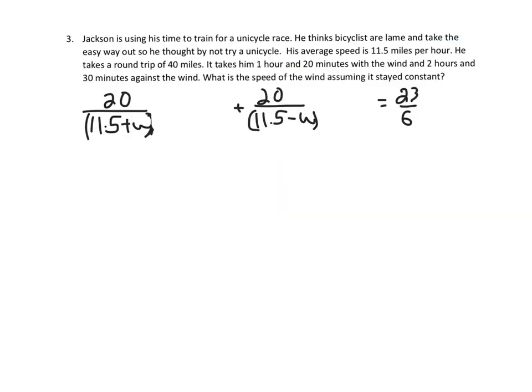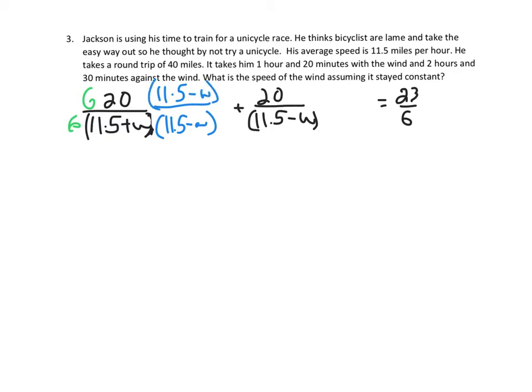So to solve this equation, we're going to get a common denominator, and our denominator is going to be 6 times 11.5 plus W times 11.5 minus W. So I'm going to multiply my first fraction by 6 over 6, and the 11.5 minus W over 11.5 minus W.